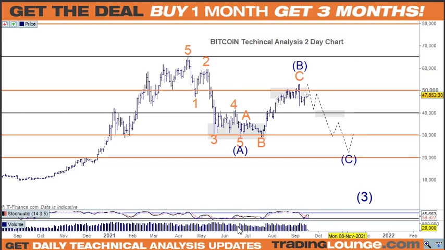This is the other count here where we're looking at 5 waves down here, an A and a B and a C for the B wave, and looking for a C wave here. And it could also be wave 3 as well.